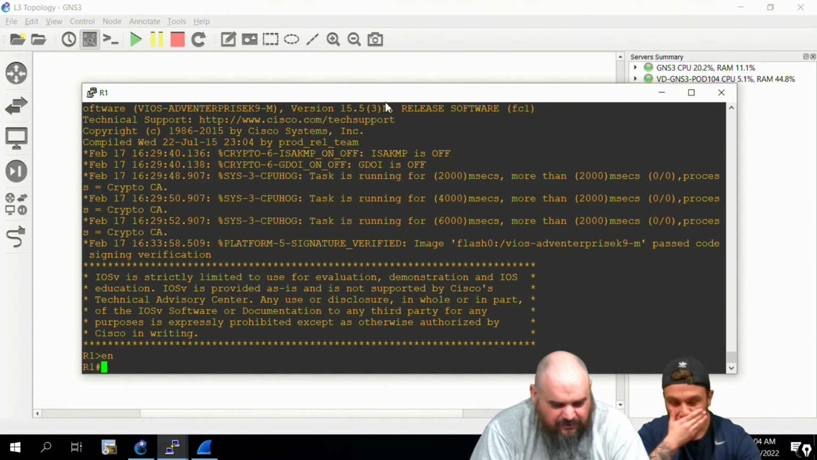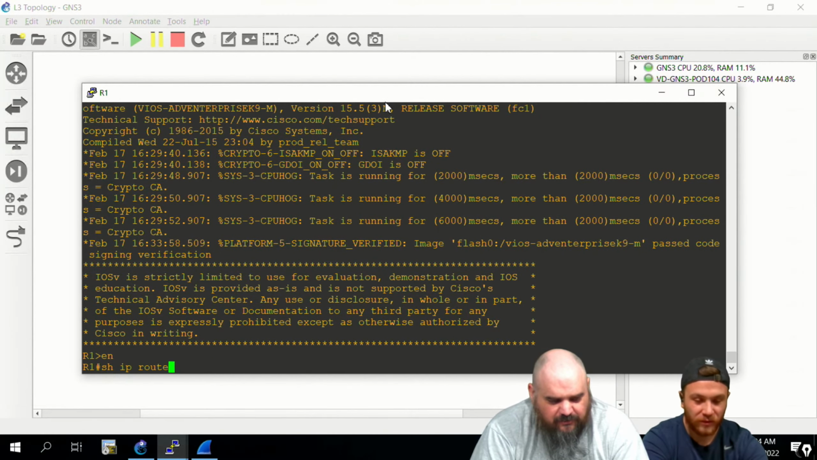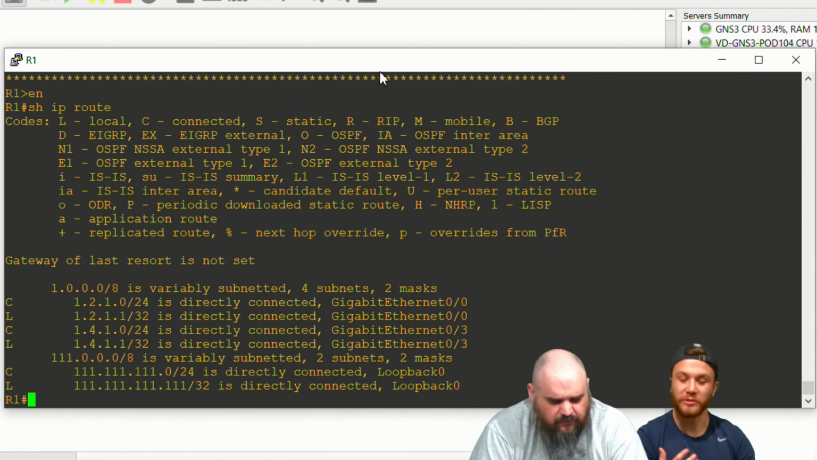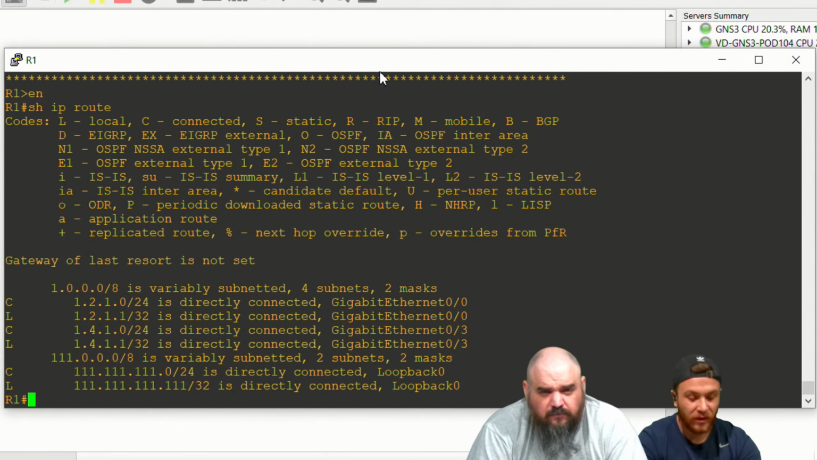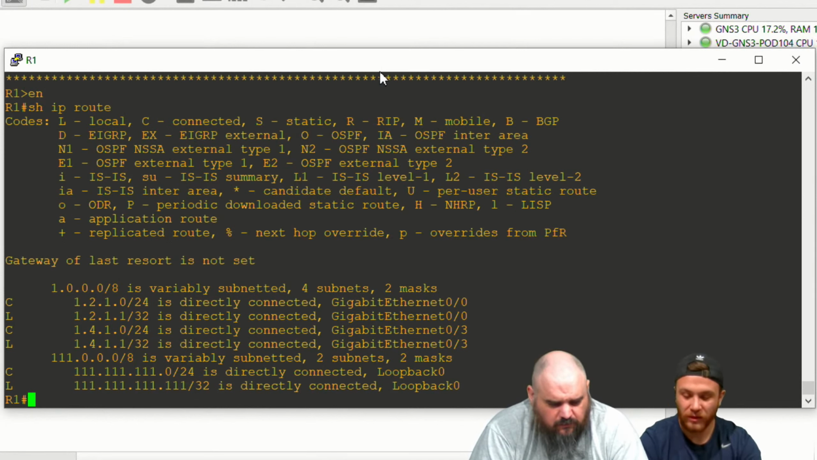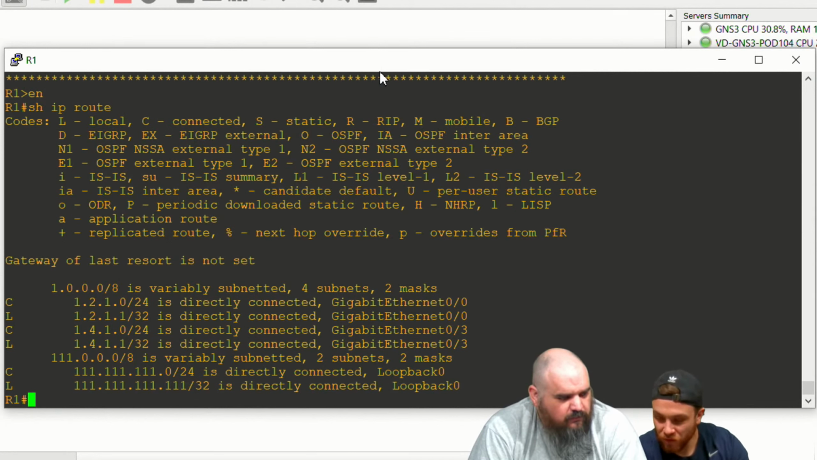So let's go ahead. Right now, if we did show IP route, I've done some pre-configuration, which is why you're going to see IP addresses in here.